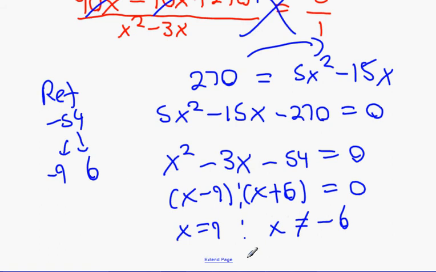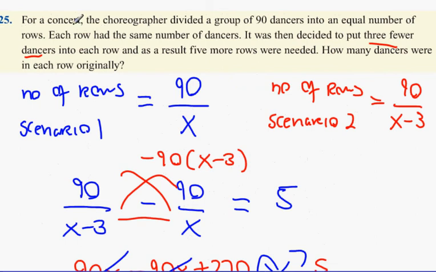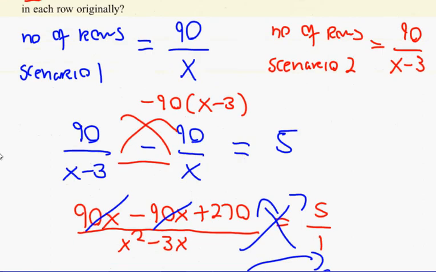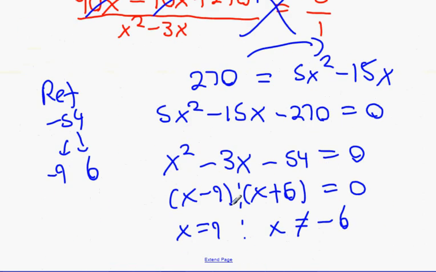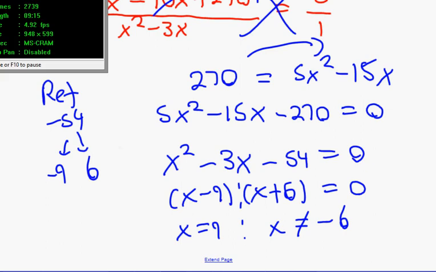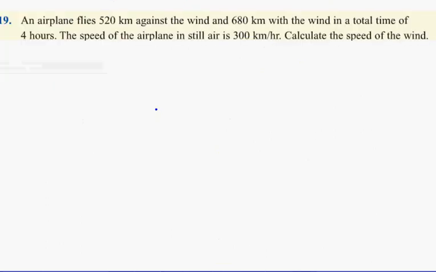Now guys, at this point in time you must reread the question. To reread the question, it was decided to put 3 fewer dancers into each row. As a result, 5 more rows were needed. How many dancers were in the row originally? The answer is 9 dancers per row. Okay, so 9 dancers per row. You guessed that.